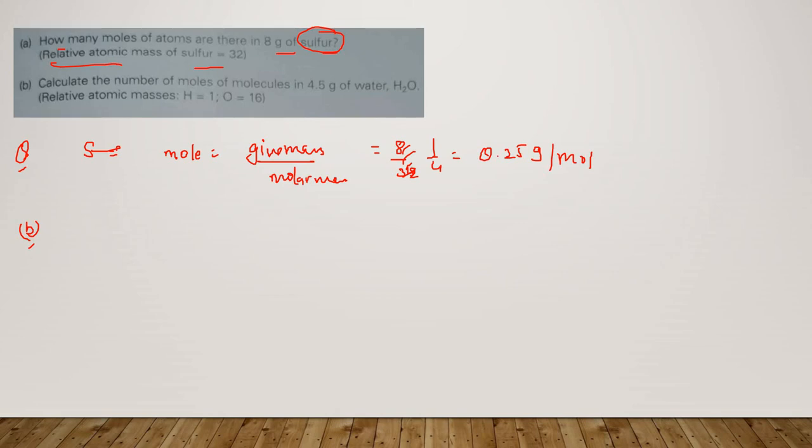Number of moles of molecules in 4.5 gram of water, H2O. They are asking for the number of moles of molecules. Again, H2O is a molecule, so what is the molecular mass of H2O? It's 18 gram per mole. So the number of moles will be the given mass, 4.5 gram, divided by 18 gram per mole. You can solve it, and whatever answer you get is your final answer.